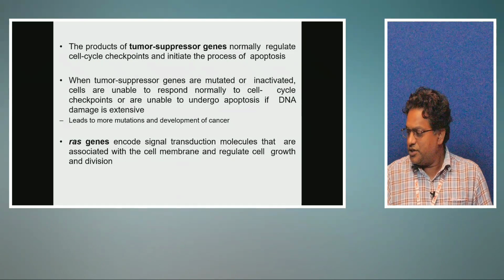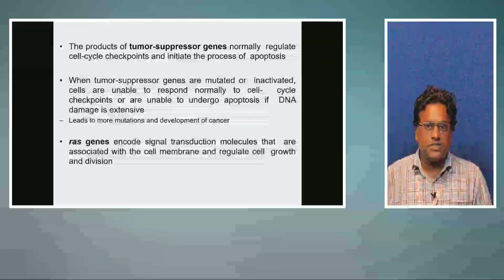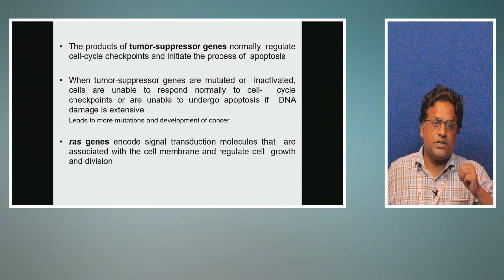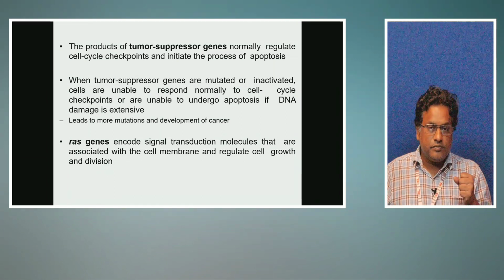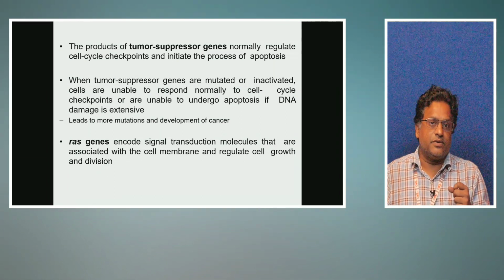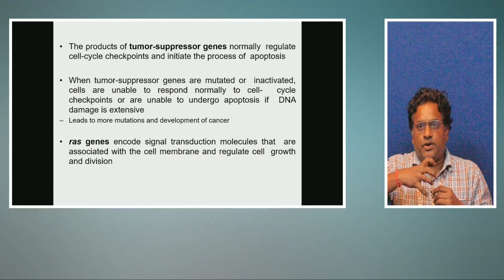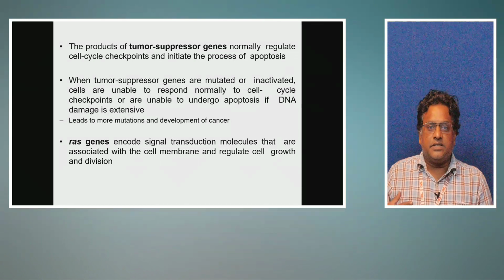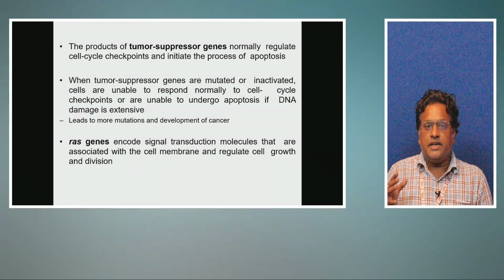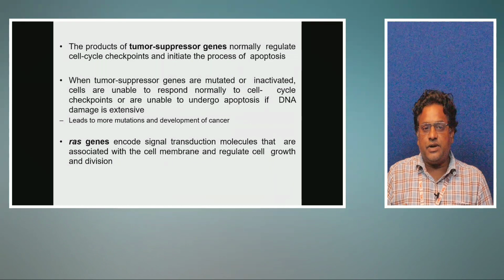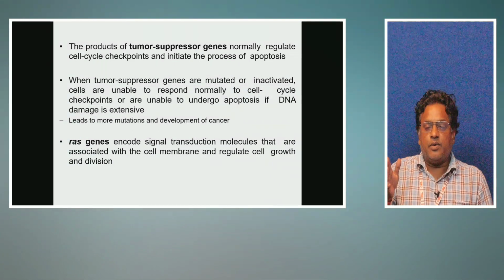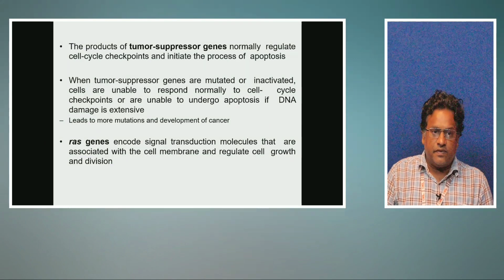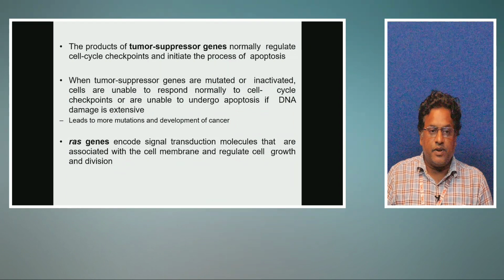So what are the different types of genes? Another type is called tumor suppressor genes. A tumor suppressor gene normally regulates cell cycle checkpoints and initiates the process of apoptosis. It is like a guardian, guarding the genome so that it does not undergo oncogenesis. When tumor suppressor genes are mutated or inactivated, the cells are unable to respond normally. Hence it needs a checkpoint to undergo apoptosis, so that DNA damage doesn't persist.